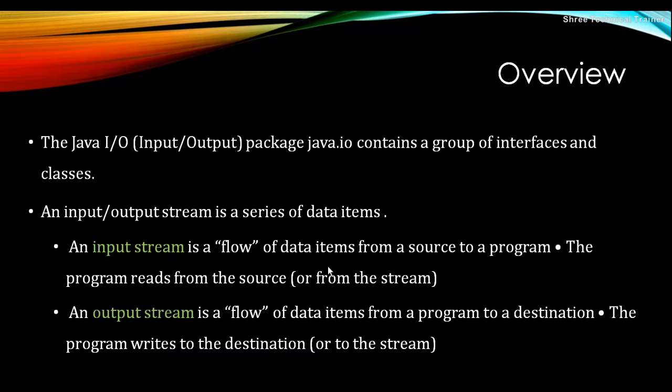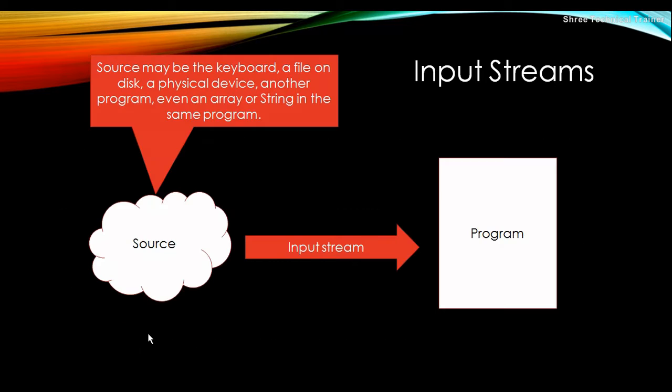The Java input output package, Java IO, contains a group of interfaces and classes. An input output stream is a series of data items. In an input stream, the flow of data is from source to program, whereas in an output stream, the flow of data is from program to destination. In case of input stream, the program reads from the source. In case of output stream, the program writes to the destination.